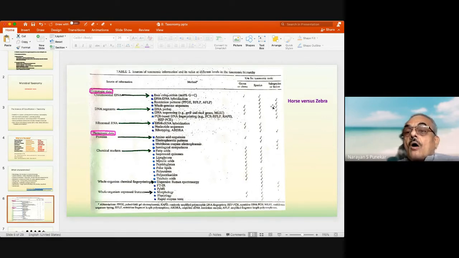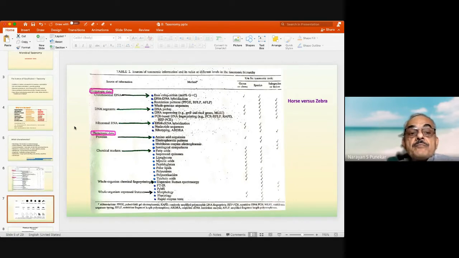So horse and zebra can be distinguished very simply by looking at the stripes of the organism itself, not necessarily going to the level of RFLP, is what I'm trying to tell you. This is an important concept. All these things are used to get an idea about the kind of organism and its characteristics, and then you can put them into a particular category of organisms, genus, class, or whatever.